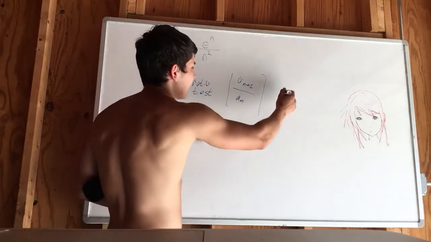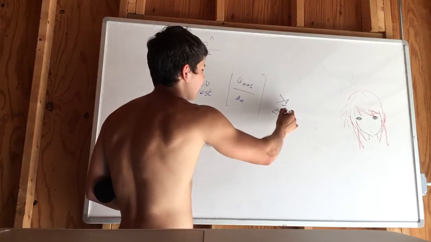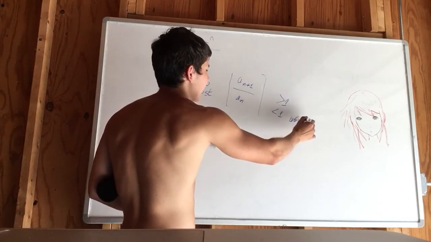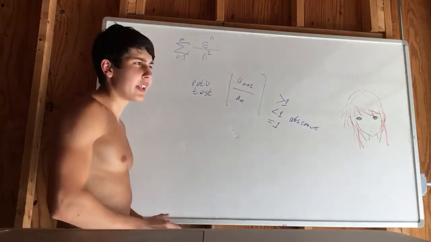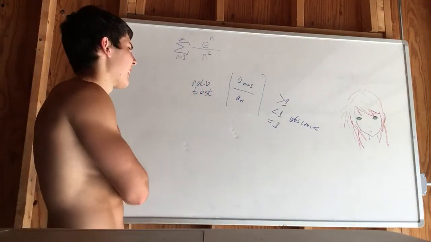And if this is greater than 1, it diverges. If it's less than 1, it absolutely converges, which implies that it also converges. If it equals 1, then it's inconclusive and you have to do another test.